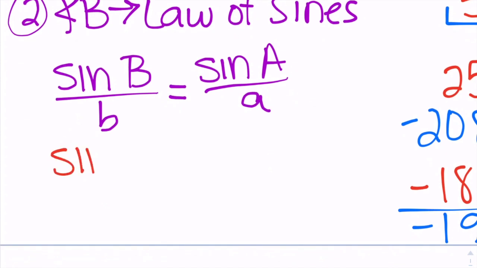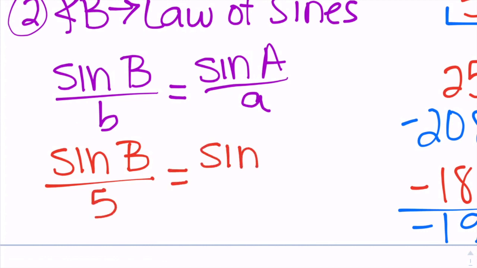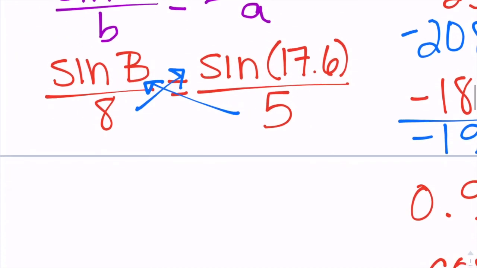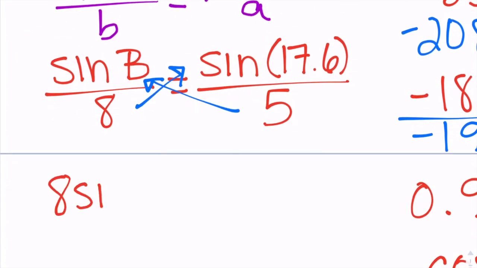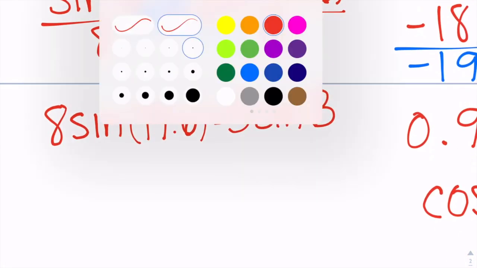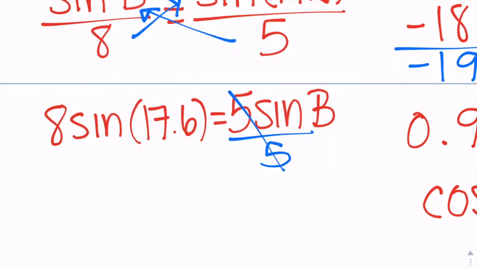Now we're going to substitute in our values. We're going to have sine of angle B, because we don't know what that is, over side B, and side B is 5, equals, oh, I did that backwards. Side B is not 5, side B is 8, over sine of angle A, which was 17.6, over side A, which is 5. Now we have a proportion here, so we can cross multiply. So we're going to do 8 times the sine of 17.6 equals 5 times the sine of B. And then we're going to divide each side by 5.